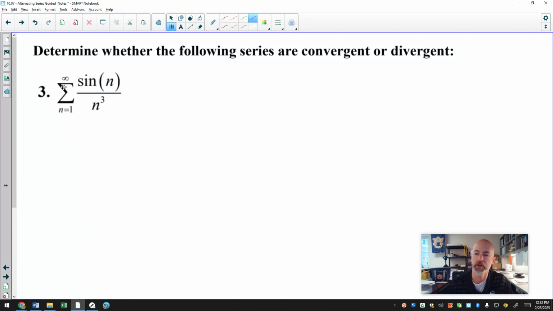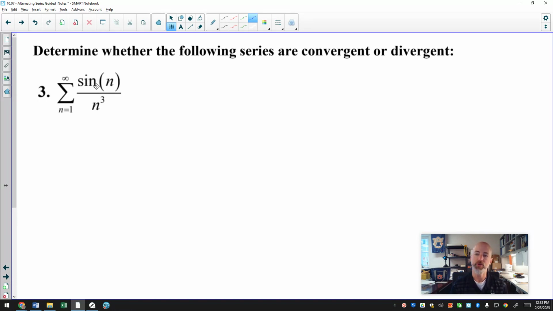Let's see, moving on. This one, sine n over n cubed. See, this one doesn't truly alternate, because if you started plugging in numbers for n, there will be some positives in the numerator, there will be some negatives in the numerator, but it's not going to alternate positive, negative, positive, negative. So it's not exactly an alternating series.